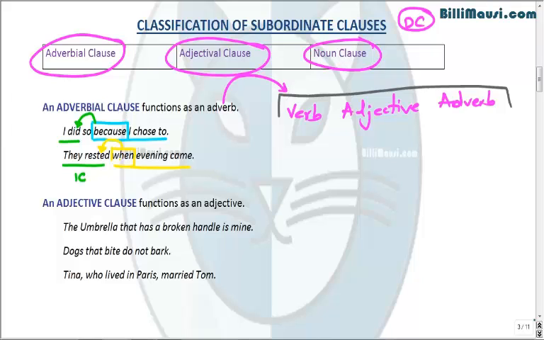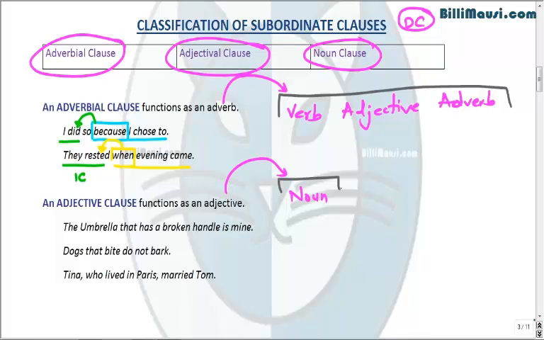Now let's move on to the next classification, that is an adjectival clause. An adjective clause functions as an adjective. Once again, I hope that you know the basic definition of an adjective. As of now, you just need to know that adjective qualifies a noun and adds something to the meaning of a noun. However, we will be taking this topic again in an independent video. Let's analyze an adjective clause in these examples.